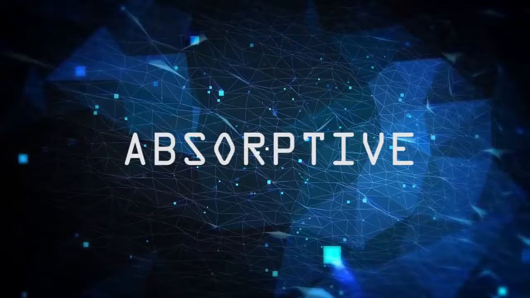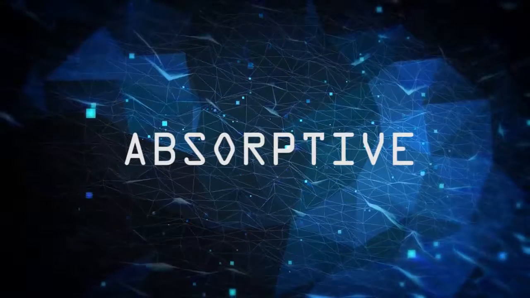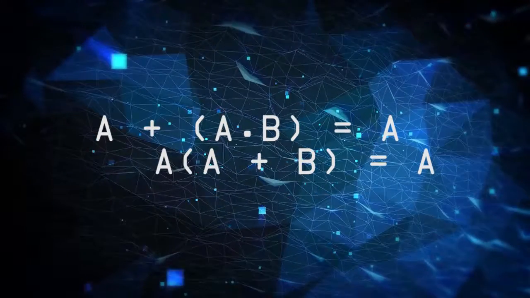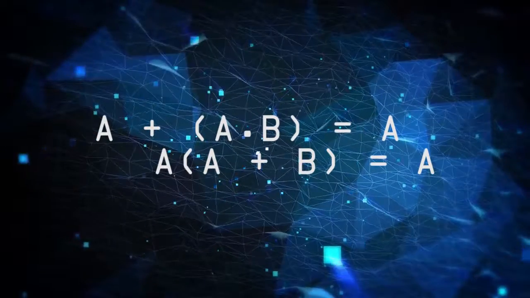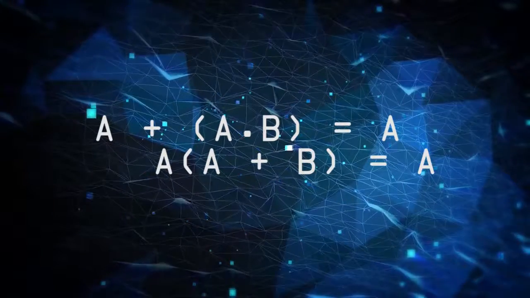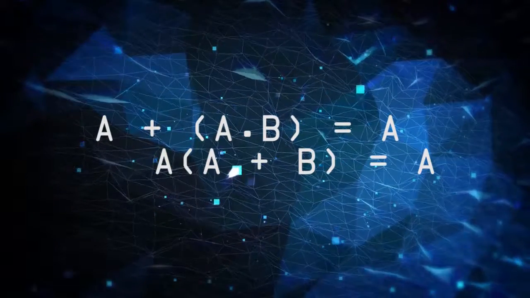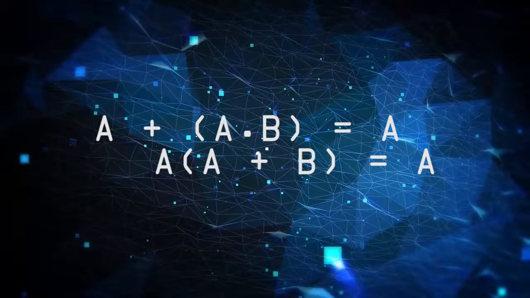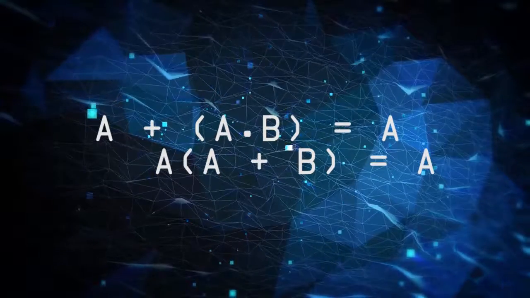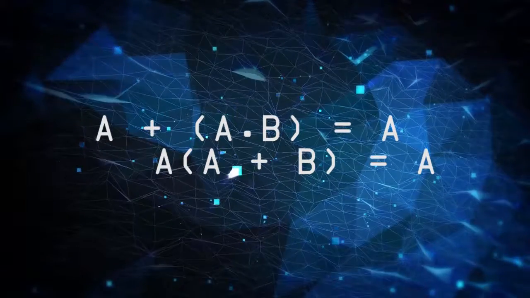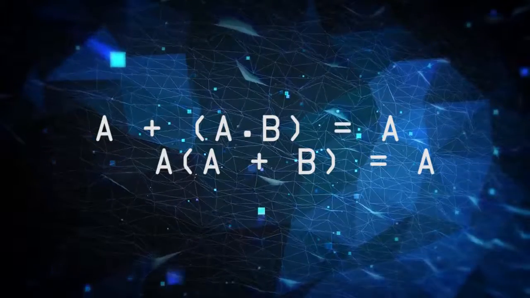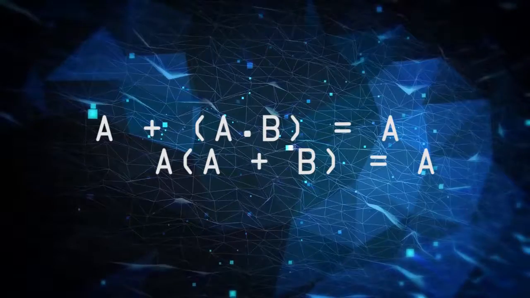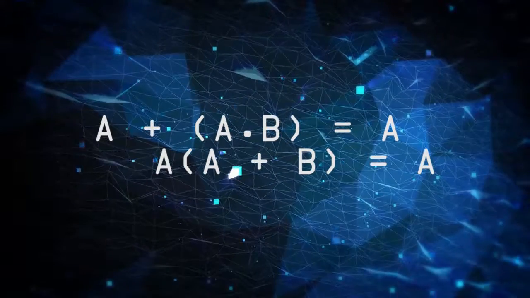Absorptive law. This Boolean law enables the reduction of two variables. For example, you have a dominant a in an OR: a plus a times b. The result will be a, because when the letter b is multiplied by the letter a, you have also letter a alone. Then the result will be a.